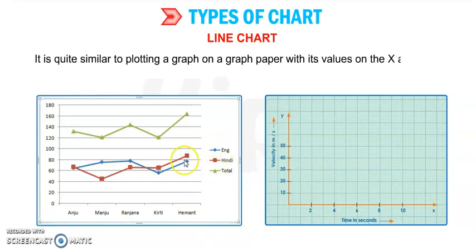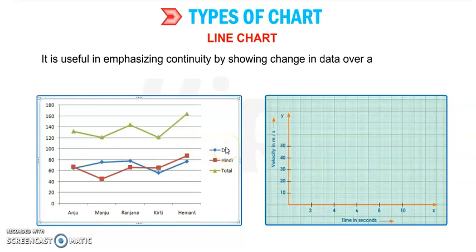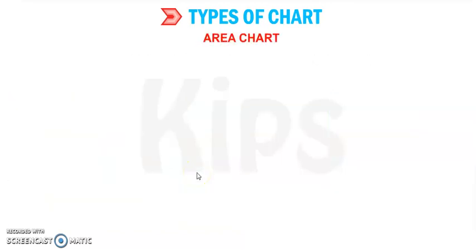This type of chart you can usually see in a cricket match. Okay, this can show the graph of both teams' scores. It has values on the x and y axis. It is useful in emphasizing continuity by showing the change in data over a period. Okay, it is generally used to represent a huge amount of data.